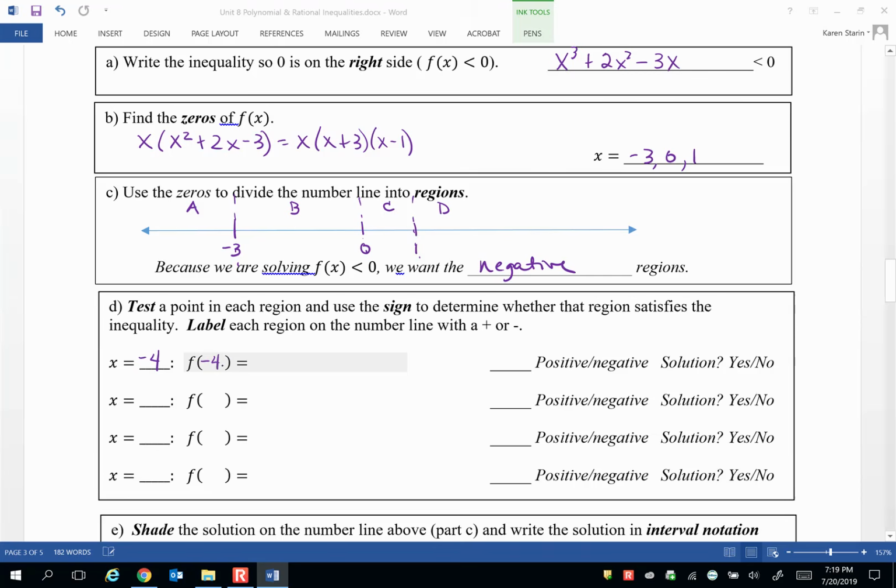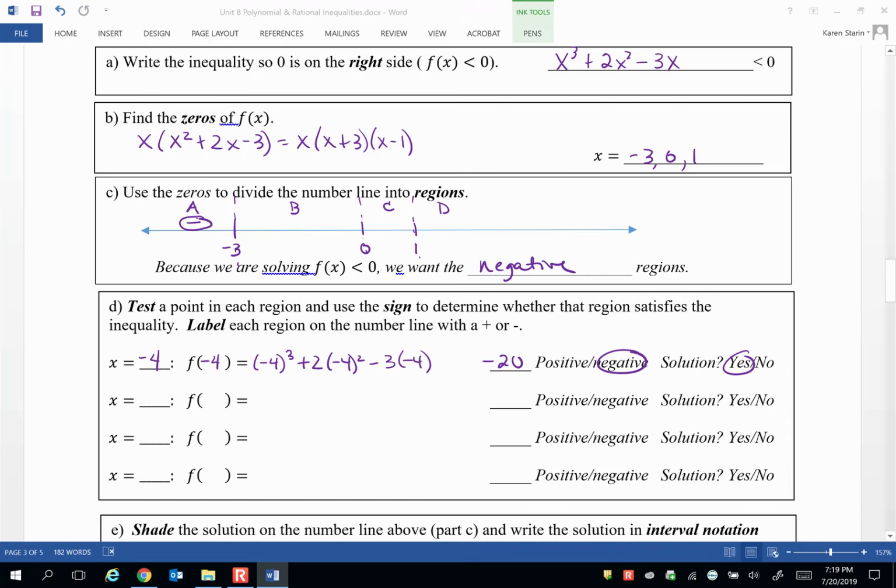So to the left of negative 3, I'll choose negative 4. So I need to find f of negative 4. So I have to do all of this math correctly. And if we write everything out first and evaluate this, and you can use a calculator if you need to, negative 4 cubed plus 2 times negative 4 squared minus 3 times negative 4 becomes negative 20. So this is negative. So is this a solution? Yes, it is. So I like to go back to section A and say, well, this is a negative section.